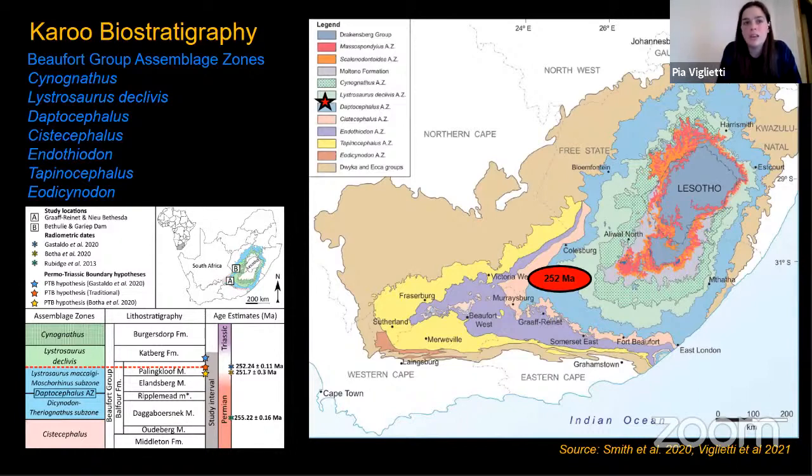And this is just a diagram from Smith et al. showing these revisions. What I've also shown here is the placement of the traditional Permo-Triassic boundary in the Karoo, which lies at the boundary of the Daptocephalus and Lystrosaurus declivis assemblage zones in the Upper Balfour Formation's Palingkloof Member.